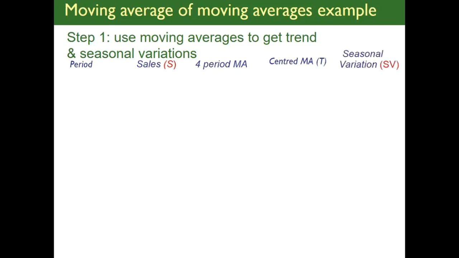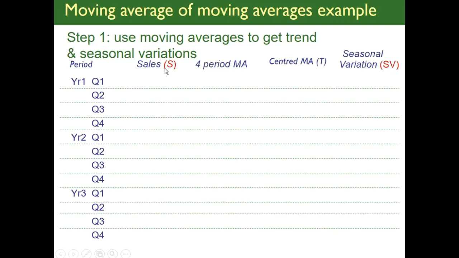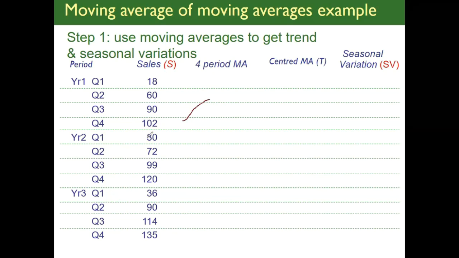So we've got periods like year 1, quarter 1, 2, 3, 4, year 2, quarter 1, 2, 3, 4, year 3, quarter 1, 2, 3, 4, and you get the sales: 18, 60, 90, 102, 30, 72, 99, 120, and so on. This is the same type of data I was explaining before. From quarter 1 to 4, your sales are increasing from the beginning to the end of the year. But then in quarter 1 of the next year, the sales drop down.